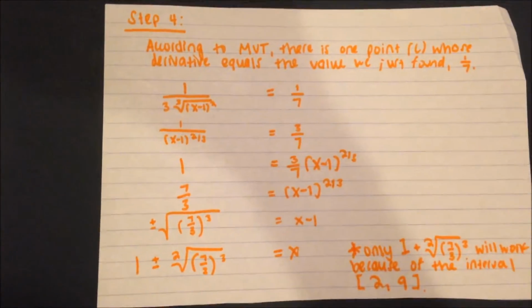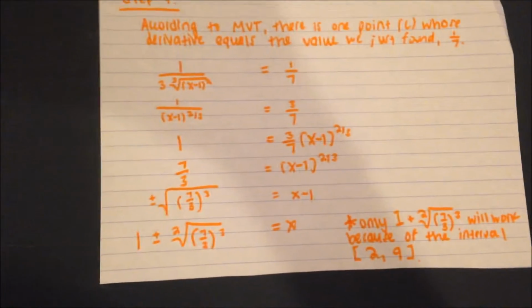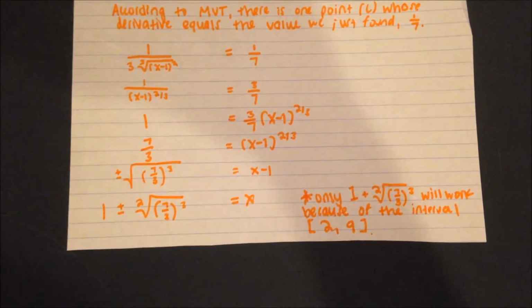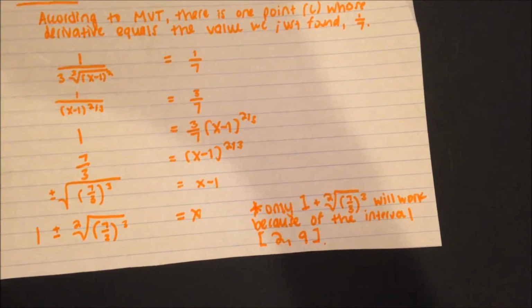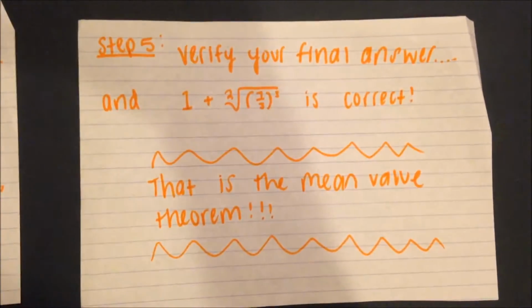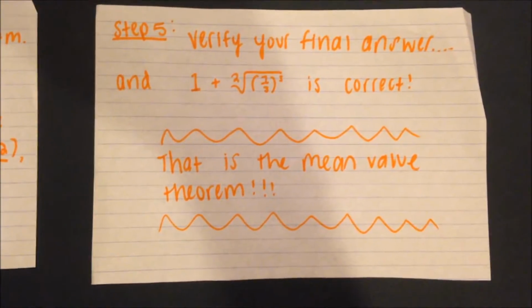We find through lots of algebra that our answer is 1 plus or minus the square root of 7/3 cubed. But because it has to be on the interval 2 to 9, only 1 plus the square root of 7/3 cubed will work. The last step is just to verify your answer, and after verifying, we found that it is correct, and that is the mean value theorem.